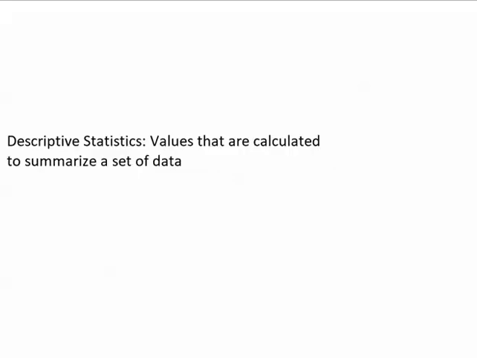One way to summarize a set of data is by calculating values called descriptive statistics. Descriptive statistics are values that are calculated to summarize a set of data. When a person calculates descriptive statistics, a person is using formulas to calculate a set of values that will summarize the important features of the data set that's been gathered. We'll cover several types of descriptive statistics in this class. The descriptive statistics that we'll cover fall into three major categories.